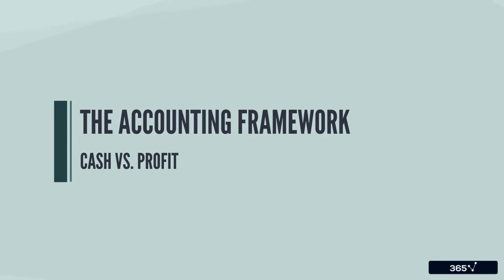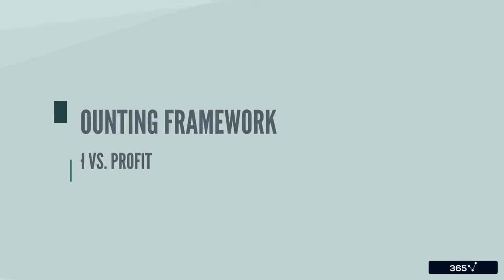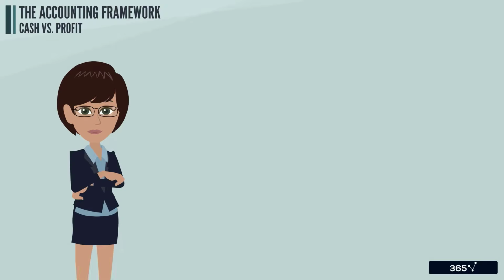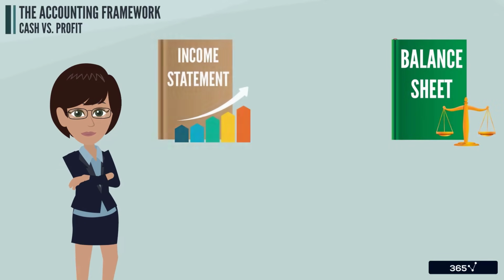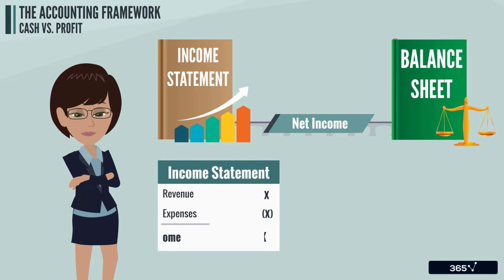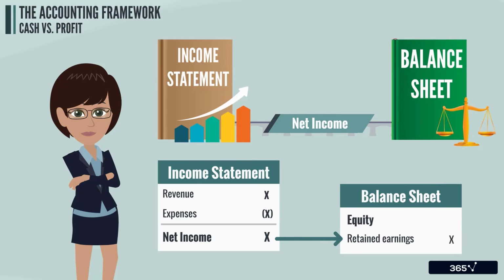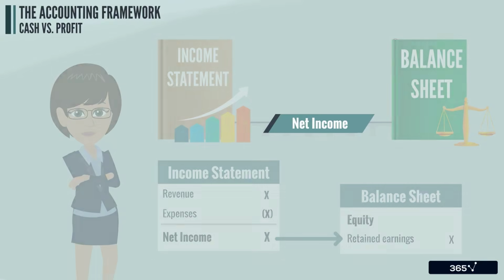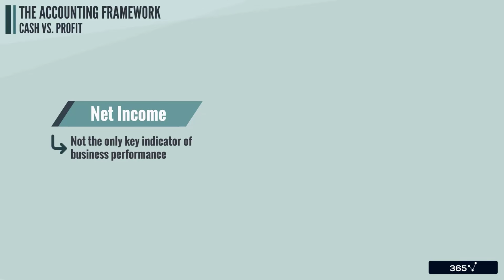Paving the road to success can be a long journey for many financial analysts. You already know a lot about the balance sheet and the income statement. What do you think connects these two? Yes, that's right. The net income figure for the year. It is calculated as revenue minus expenses in the income statement, and then accumulated as retained earnings in the balance sheet. However, the profit figure is not the only key indicator of business performance.